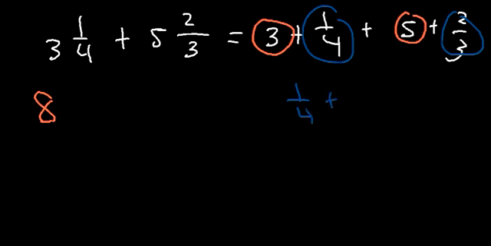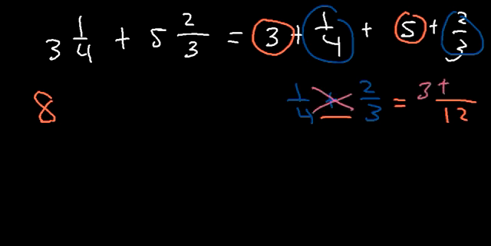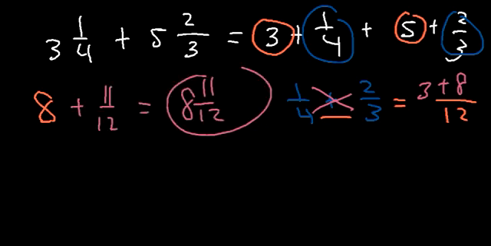So 1/4 plus 2/3. Let's use the first method. 4 times 3 is 12. And then 3 times 1 is 3. 2 times 4 is 8. So that's basically 11 over 12. So this is 8 and 11 over 12.